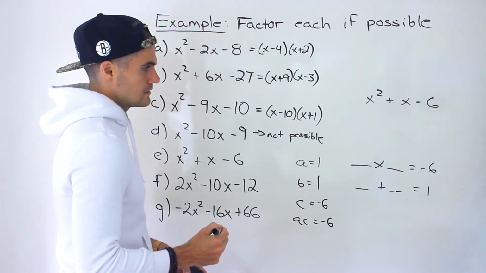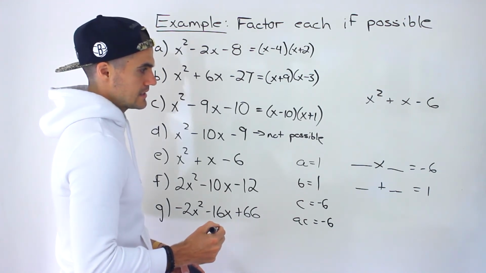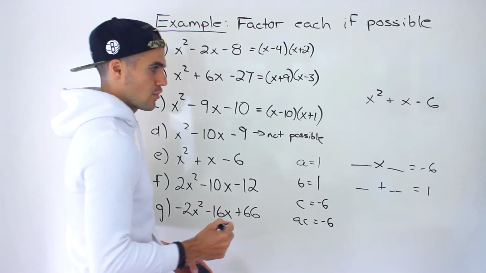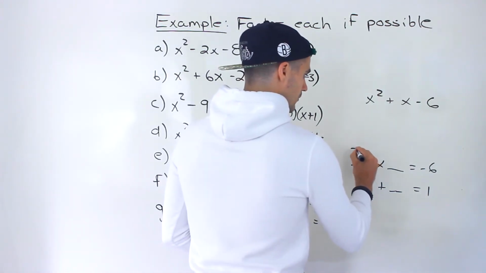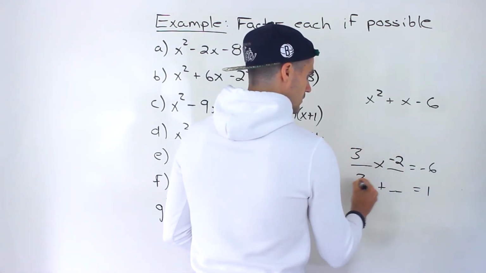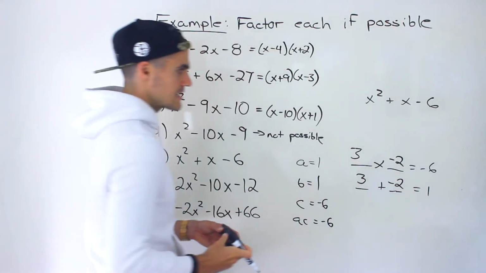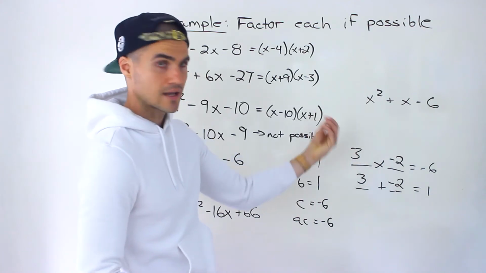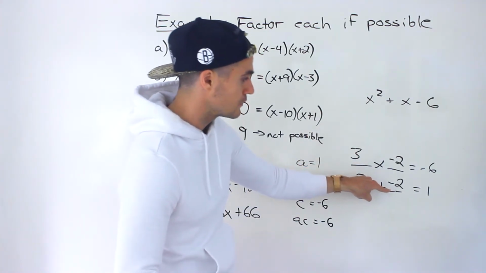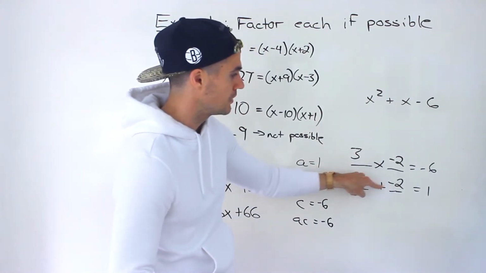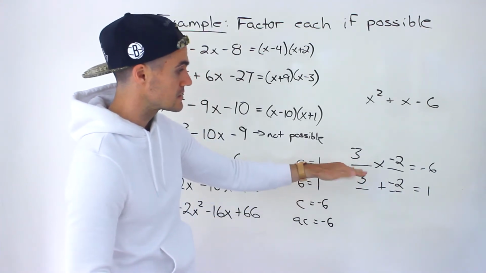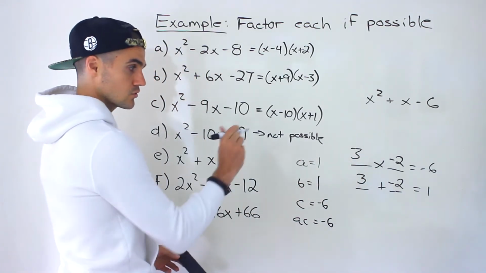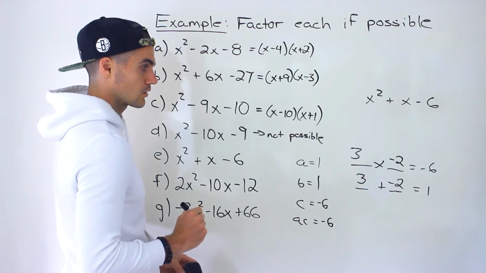If you try different combinations here, what you would get is +3 and -2. Notice how that is going to work out, because 3 times -2 would give us -6. 3 plus -2 is like 3 minus 2, right? The plus and minus become a minus. 3 minus 2 gives us +1. So those two values work right there.